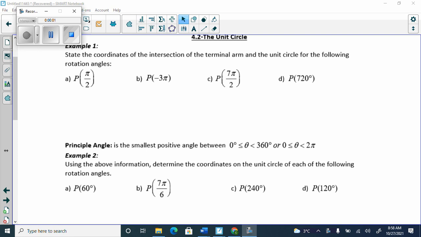State the coordinates of the intersection of the terminal arm and the unit circle for the following. If it says on the unit circle, you can go to your unit circle. They want the point at pi over 2. What is every coordinate on the unit circle? Cos then sine. So every single coordinate on the unit circle is actually the cos of that angle, the sine of that angle, correct?